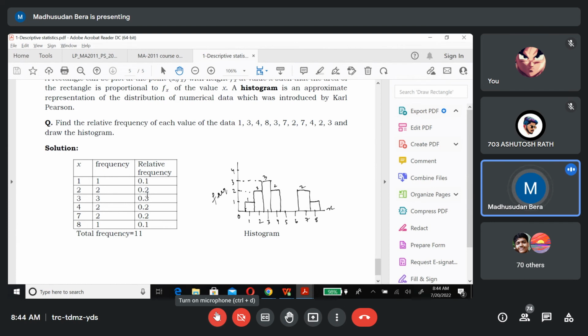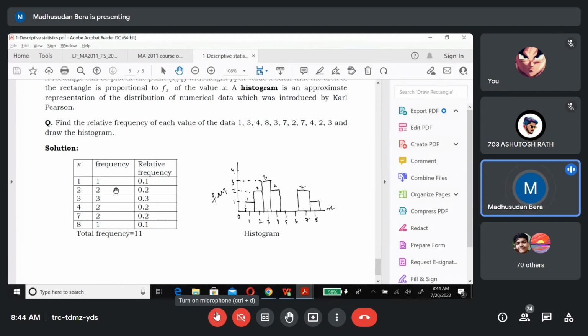But that calculation, in some places it is wrong. See, total it will be 1. Here 1, 2, 3, 2, 2, 1 it is 11. Maybe they have taken the approximated value, but better to write in fraction: 1 by 11, 2 by 11, 3 by 11. Whenever a small data set is given, you write in terms of fraction.